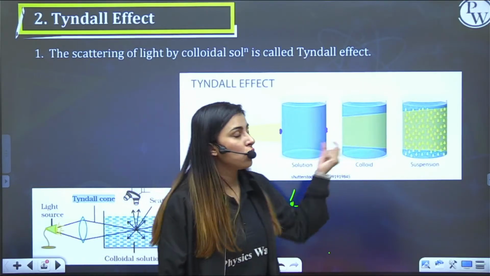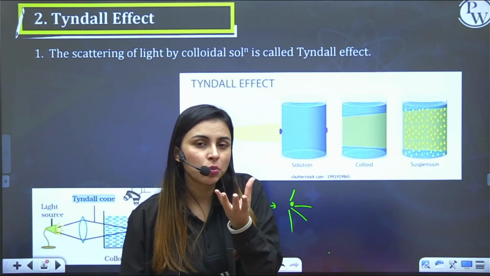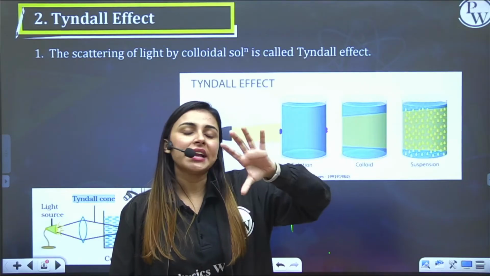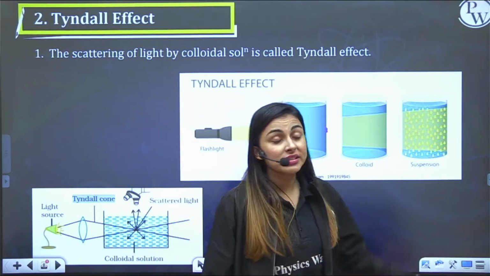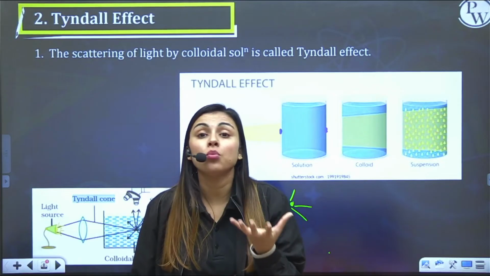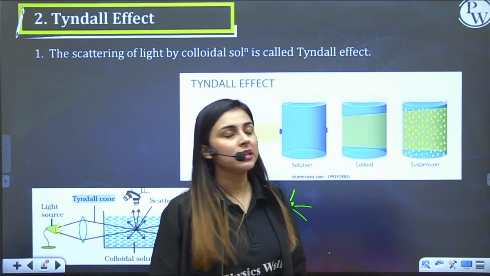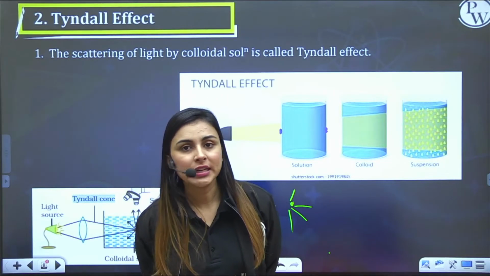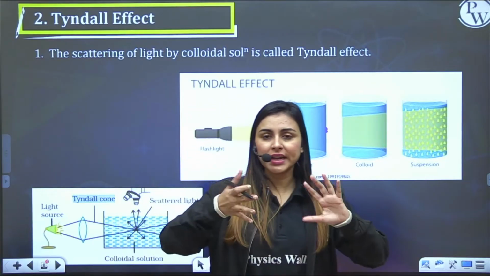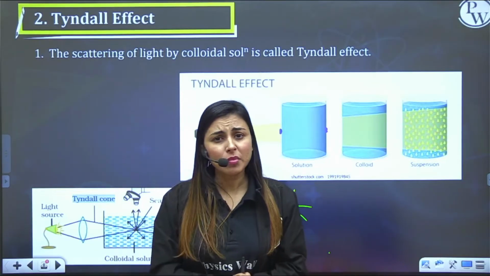If you talk about the colloidal solution, the size ranges a little bit more, and so it can scatter the light to some extent. And if you talk about the suspension, then it can scatter even more, and that is the reason we see a better clear path of the light. Okay, so I hope you got the idea of the scattering of the light.